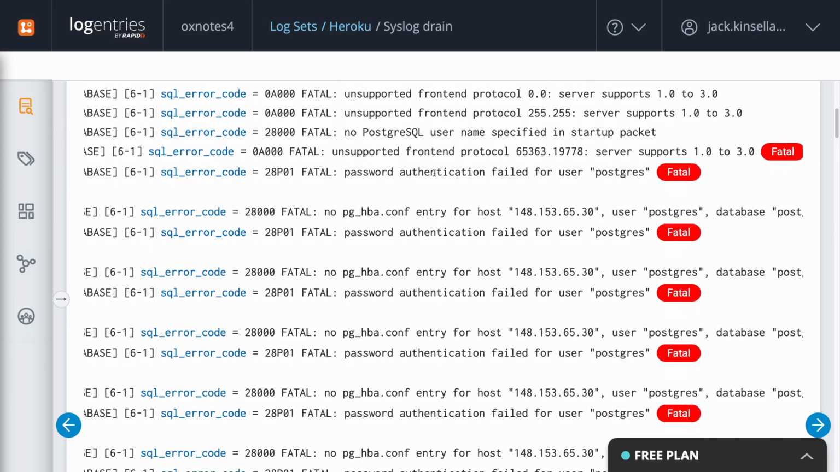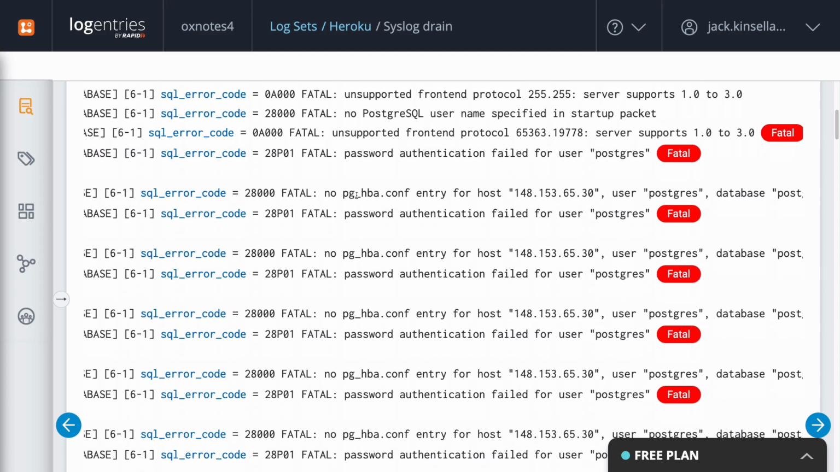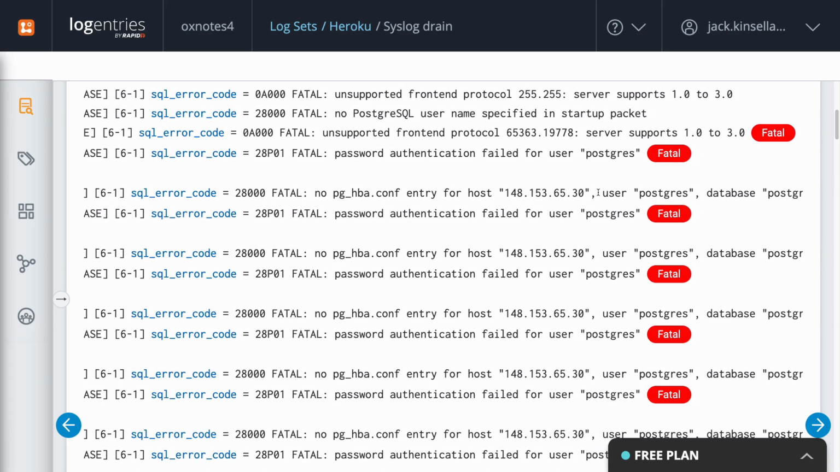Fatal. Password authentication failed for user Postgres. Fatal. No pg_hba.conf entry for host 148.153.65.30. So this is basically a hacking attempt into my Postgres, but the host-based authentication HBA file is preventing this foreign host from entering, as it should.